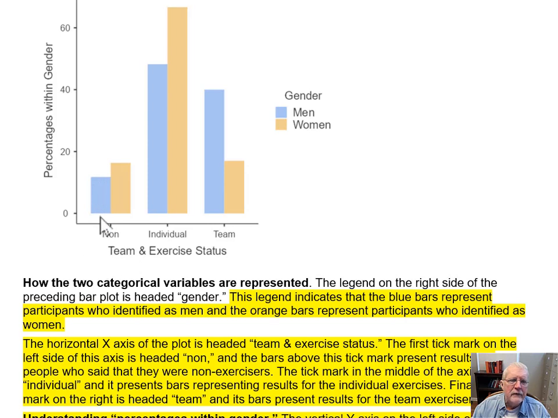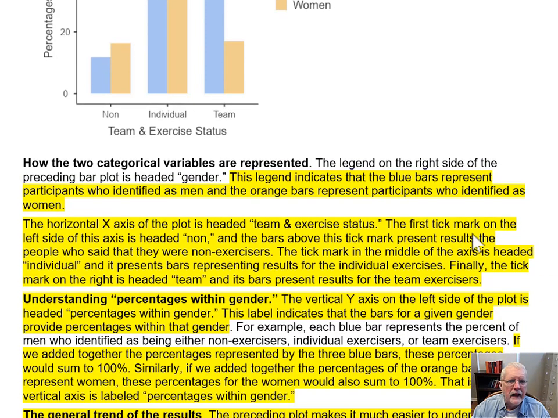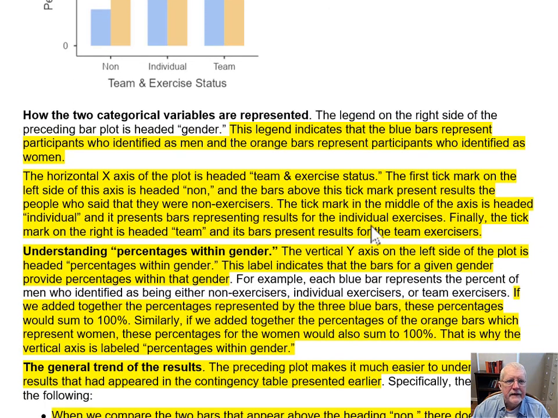Above the heading non, we have the non-exercisers. Above the heading individual, we have the individual exercisers. And above the heading team, we have the team exercisers. And I'll bet the rest of the paragraph just puts in black and white the things that I just said. Yes, individual exercisers, team exercisers, and so forth.